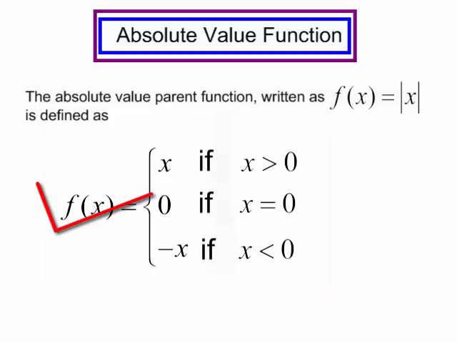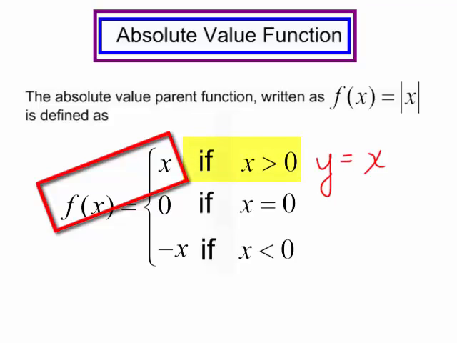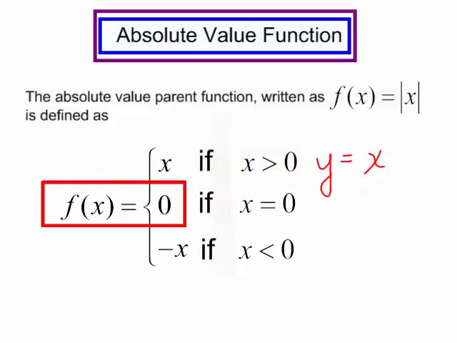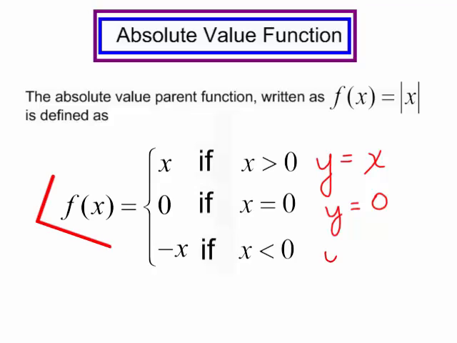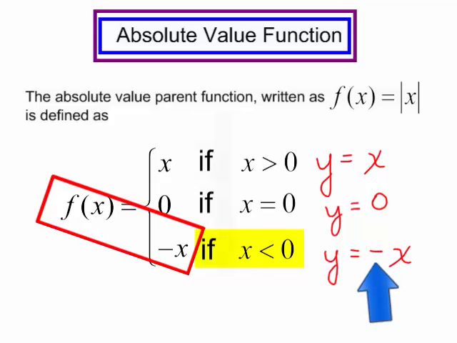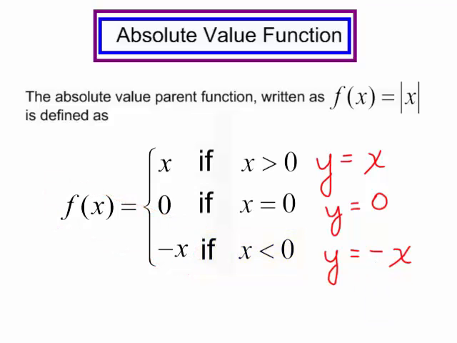F of x equals x. In other words, y equals x for those x's greater than 0. This line has a positive slope. F of x equals 0 or y equals 0 when x is 0. Or we have the line y equals negative x, a line with a negative slope, and this is true for those x's less than 0.